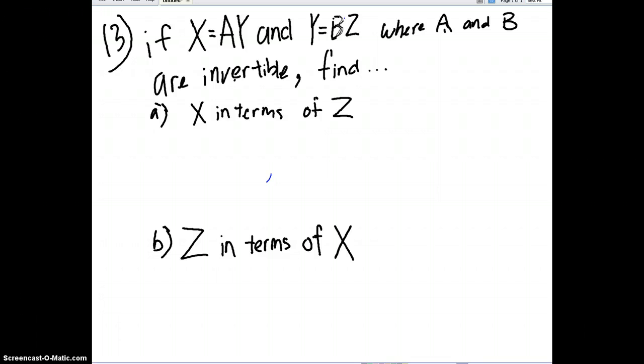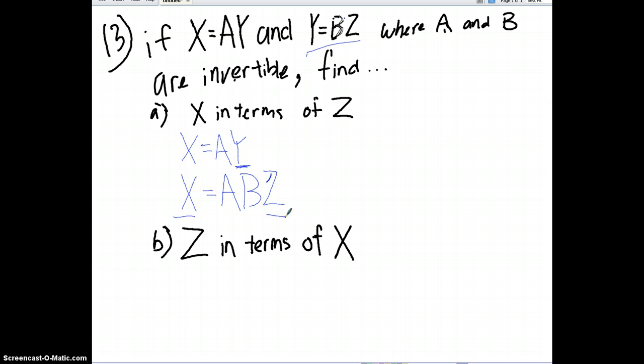So what we do is we find the equation with x in it, which is x equals ay. So let us write that down. And you have to somehow substitute z into that equation. Thankfully, x is already isolated in this one, so we don't need to mess around there. And we can see that y equals bz, so we can substitute that here. So let's do that. X equals abz, and that is the answer because it is x in terms of z.